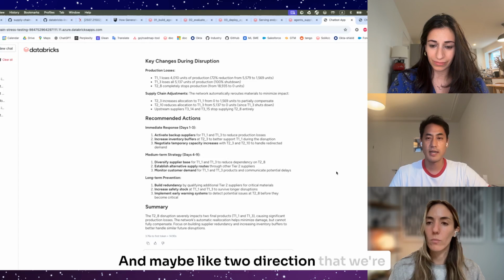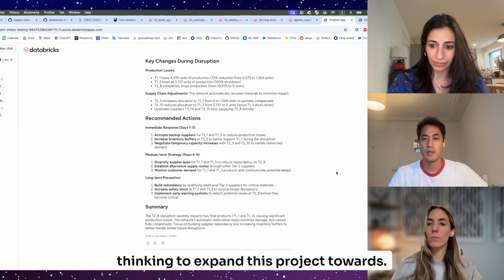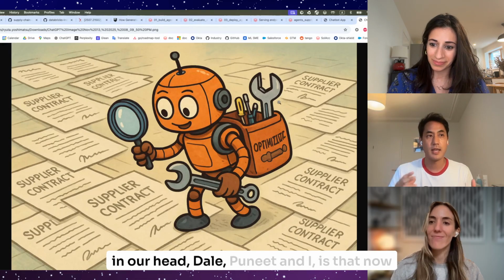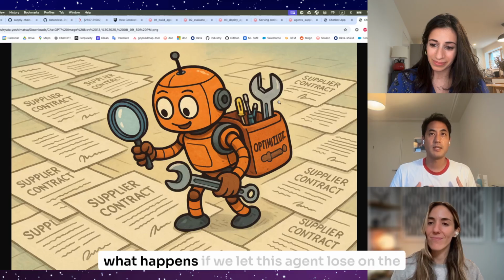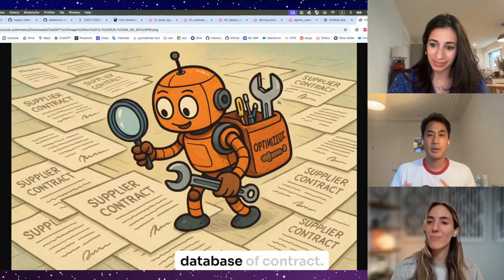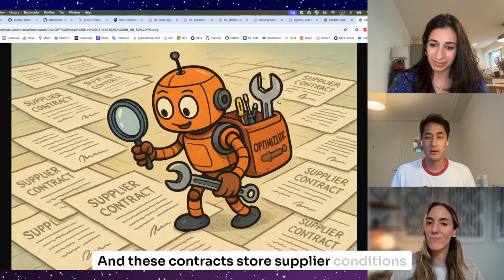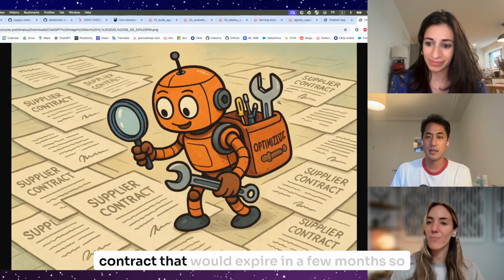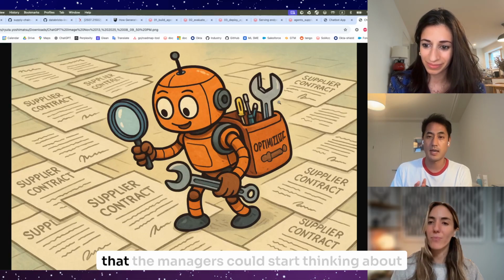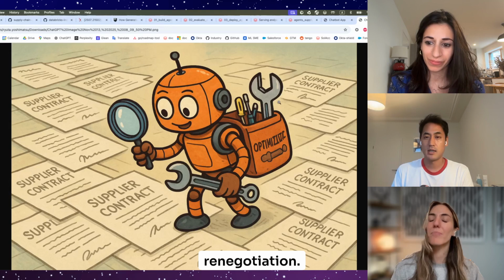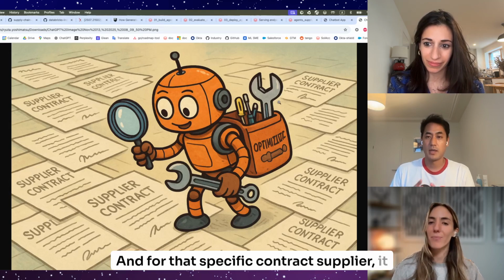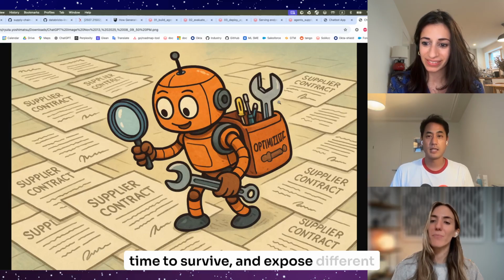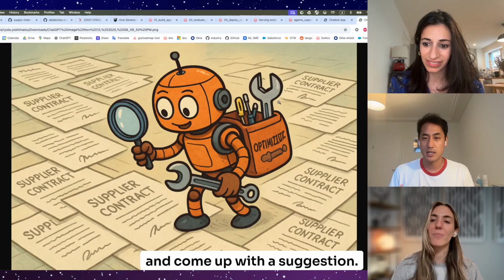And maybe two directions that we're thinking to expand this project towards. So one is this image. This is the image that we have in our head, Dale, Puneet, and I: what happens if we let this agent loose on the database of contracts? These contracts store supplier conditions and terms and conditions with the supplier. And this agent will go around and find a contract that would expire in a few months so that the managers could start thinking about renegotiation. And for that specific contract supplier, it would run multiple simulations from different angles, different time to recover, different time to survive, and expose different scenarios and come up with a suggestion.